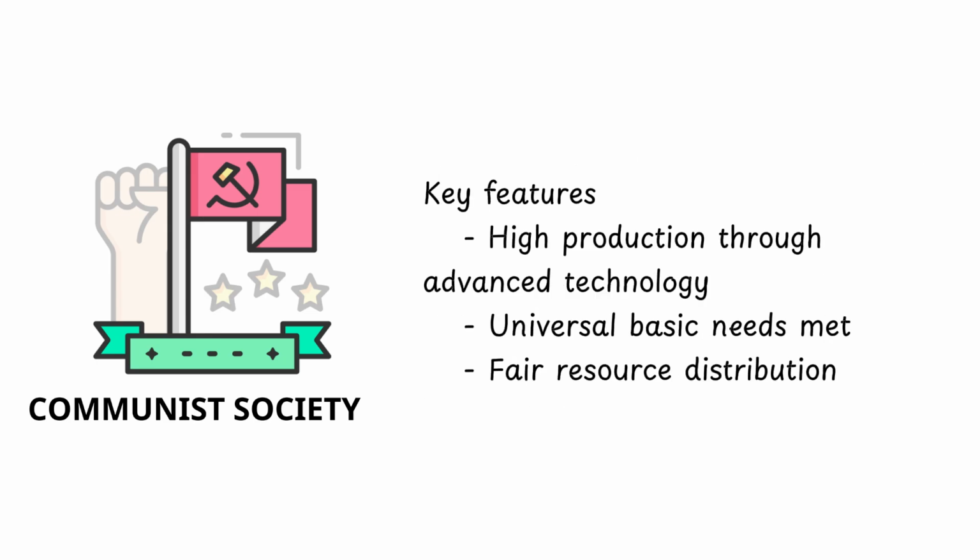In a communist society, production capabilities reach high levels through advances in science and technology. This ensures everyone's basic needs are met, both material and non-material. The economy uses central planning to share resources fairly. There are no social classes, and everyone has the same rights and responsibilities.